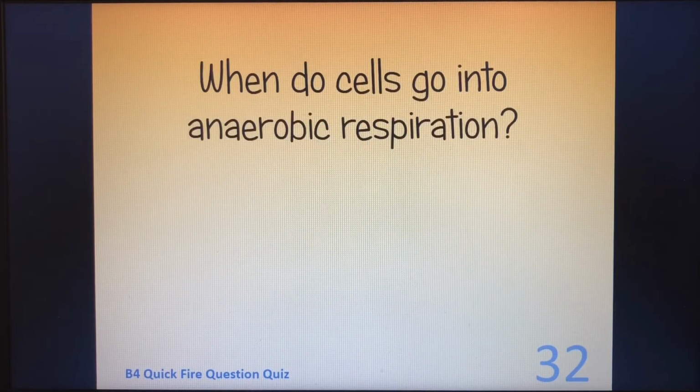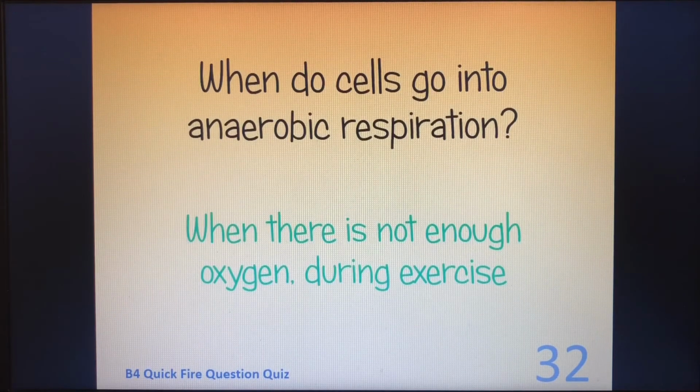Question 32. When do cells go into anaerobic respiration? So most of our cells, most of the time, are in aerobic respiration. What causes them to go into anaerobic respiration? And the answer is when there's not enough oxygen. And when does that happen? Happens during exercise. When we're using those muscles more, they use up all the oxygen. Oxygen can't get to the cells quickly enough, so we go into anaerobic respiration, or those cells go into anaerobic respiration.